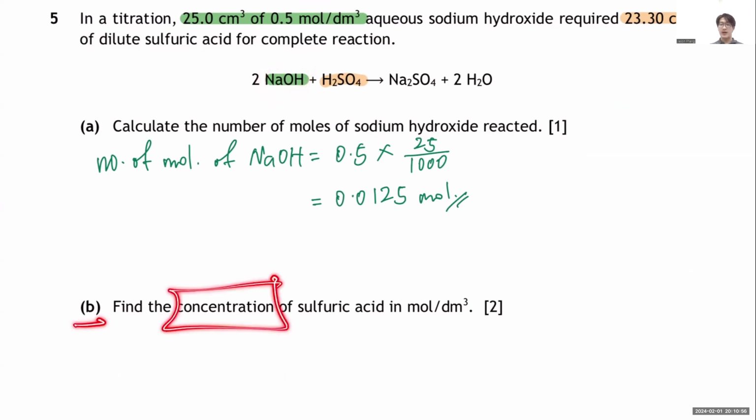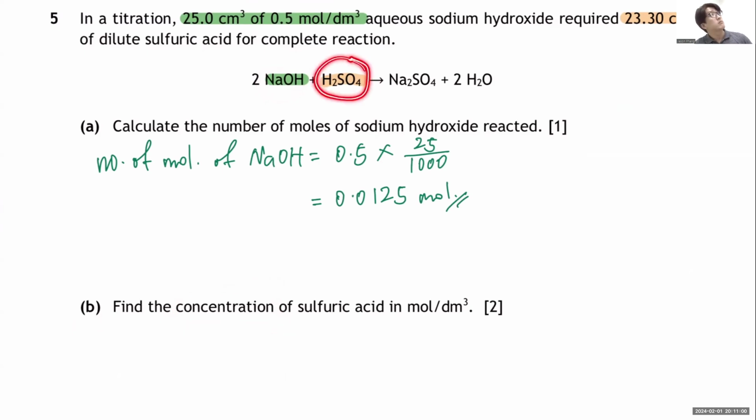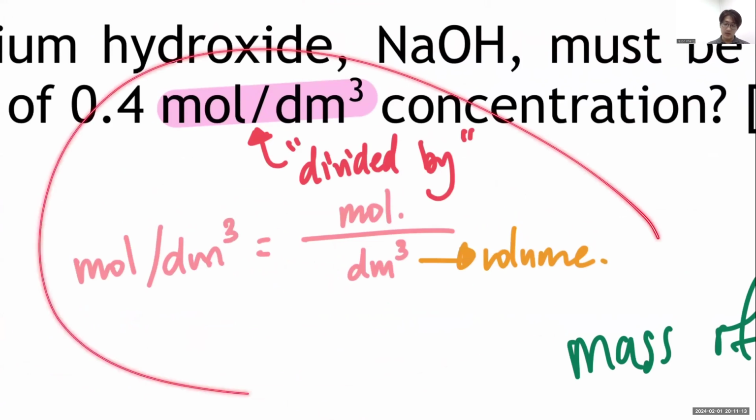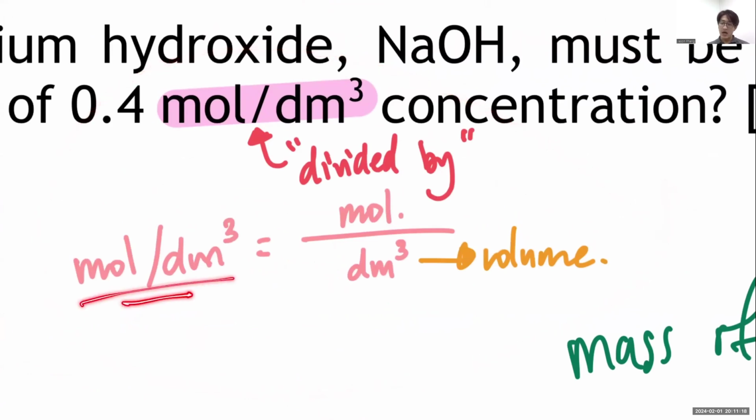Straight away ask me concentration. Sulfuric acid is the one in orange. You ask me for mole per dm cube, which is concentration. So if you remember, we understood this properly already. Just now above we wrote this, right? So therefore they're asking me to find this. I need these two numbers. Do I have these two numbers of sulfuric acid? What is the dm cube? What's the volume of sulfuric acid?